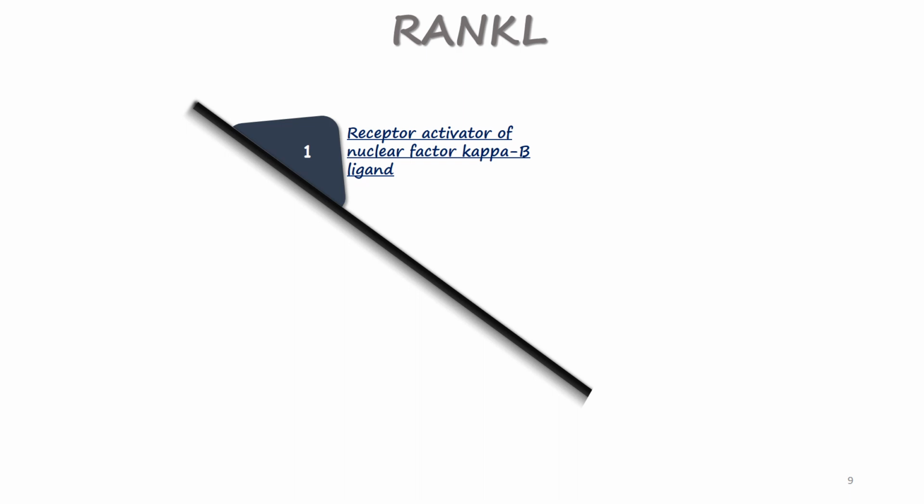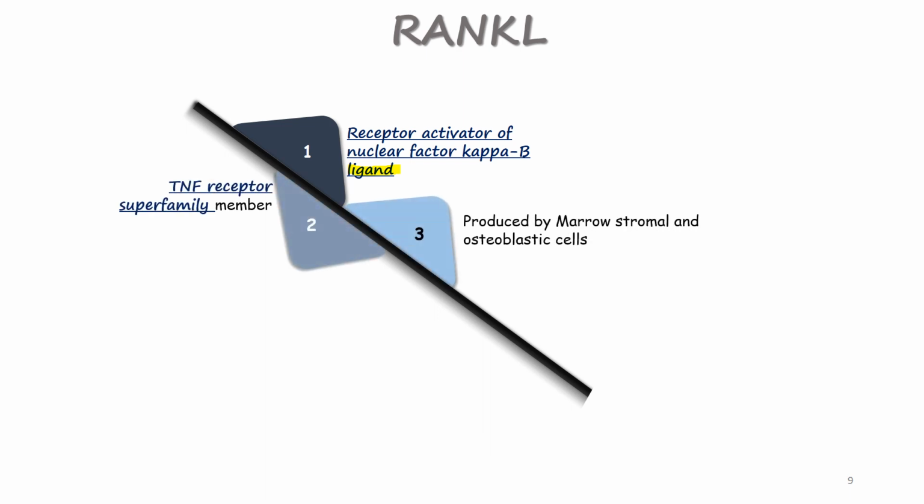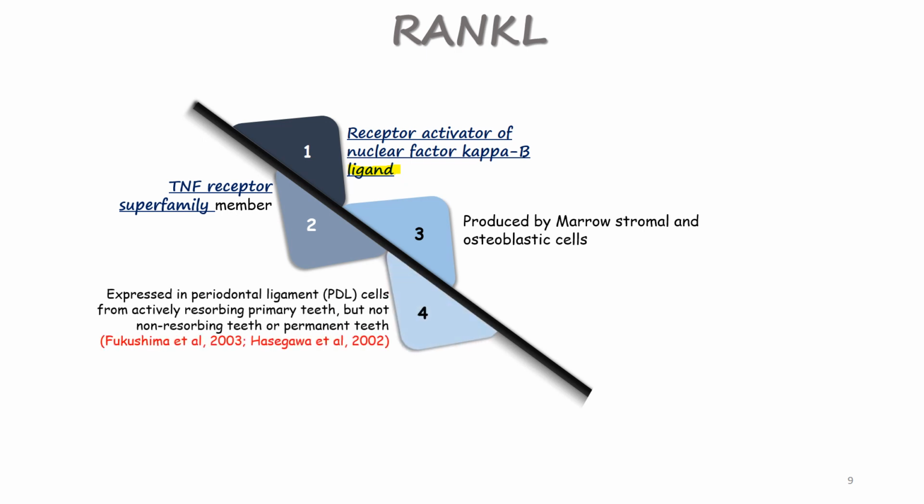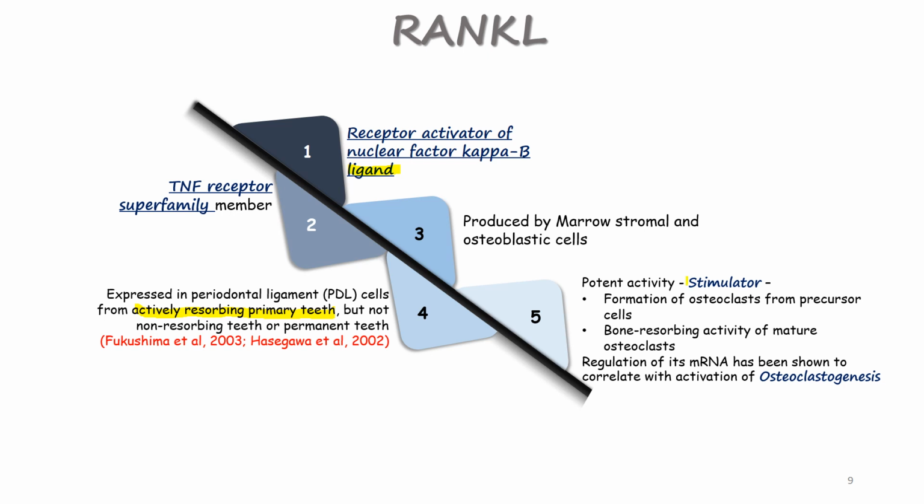Next is the RANKL. It is a receptor activator of the nuclear factor kappa B ligand. It is again a member of the TNF receptor superfamily. It is produced by the marrow stromal as well as the osteoblastic cells. It is selectively expressed in the actively resorbing primary teeth periodontal ligament, but not seen in the permanent counterparts. Its potent activity is that it is a stimulator in the formation of osteoclasts from the precursor cells. Also, the bone resorbing activity of mature osteoclasts is altered by them.